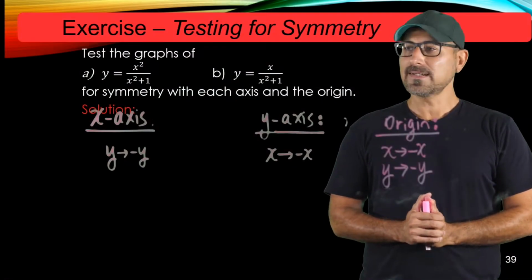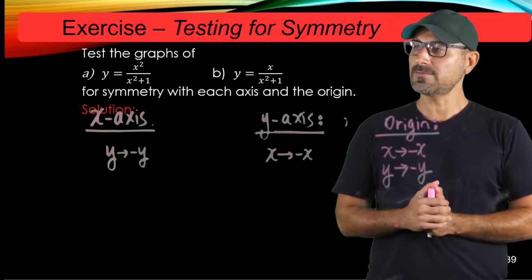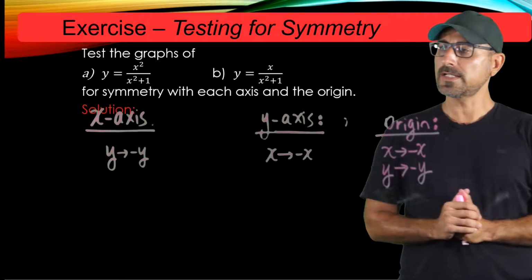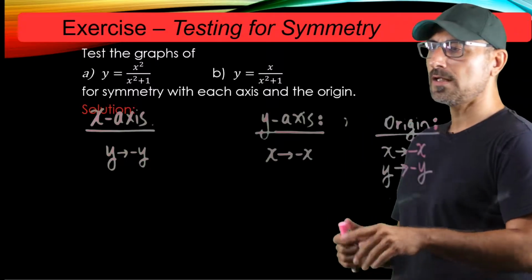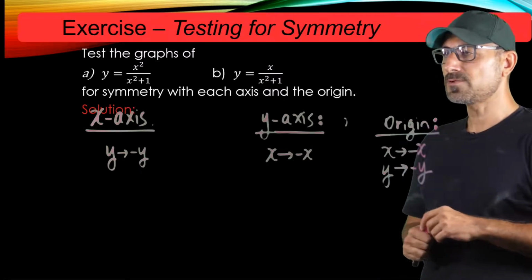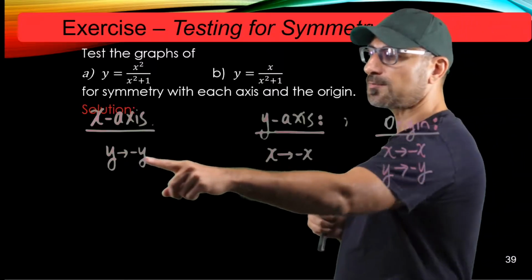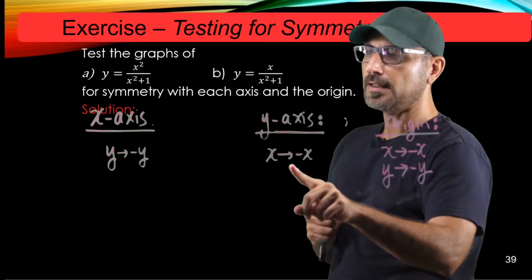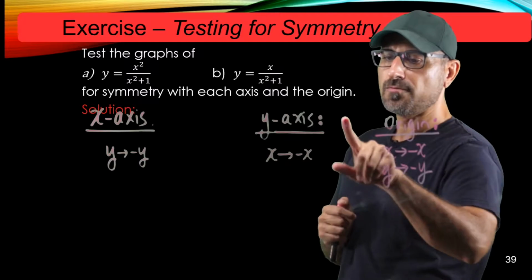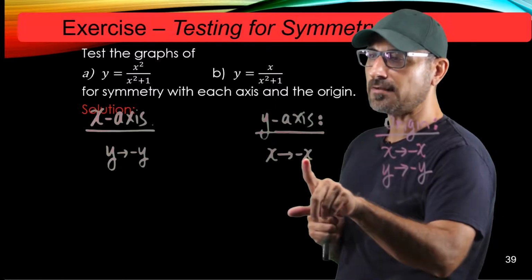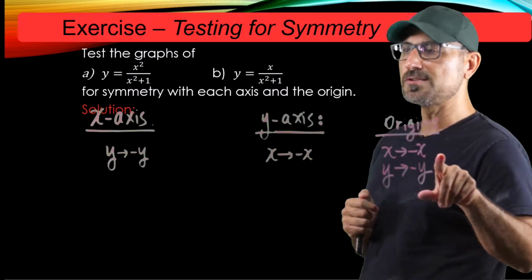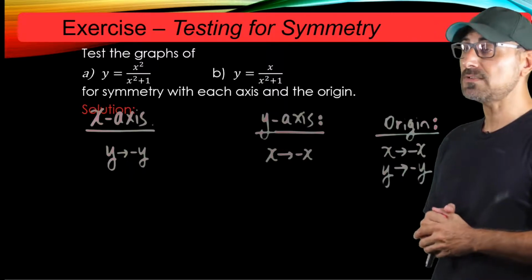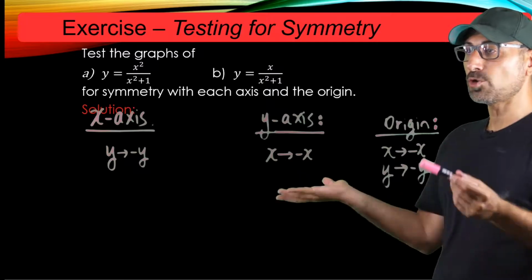Hello, welcome back. In this video, we're given two functions, and we're going to test for symmetries. I tried to list down the algebra for testing for symmetry. For x-axis, we replace y by negative y for getting the equivalent form. In the second case, y-axis symmetry, we have x replaced by negative x. And in the last one, we replace both x and y with negative x and negative y, respectively, for the goal of getting the equivalent form.